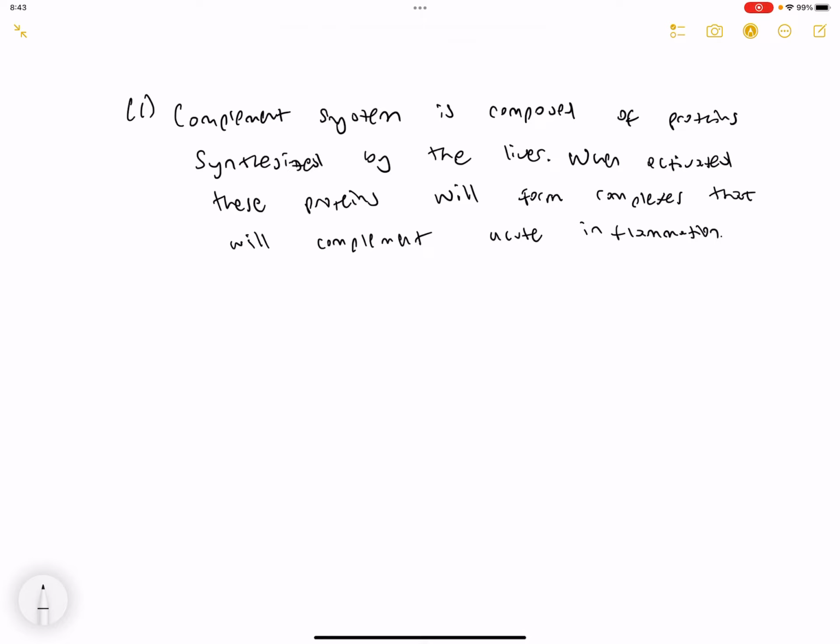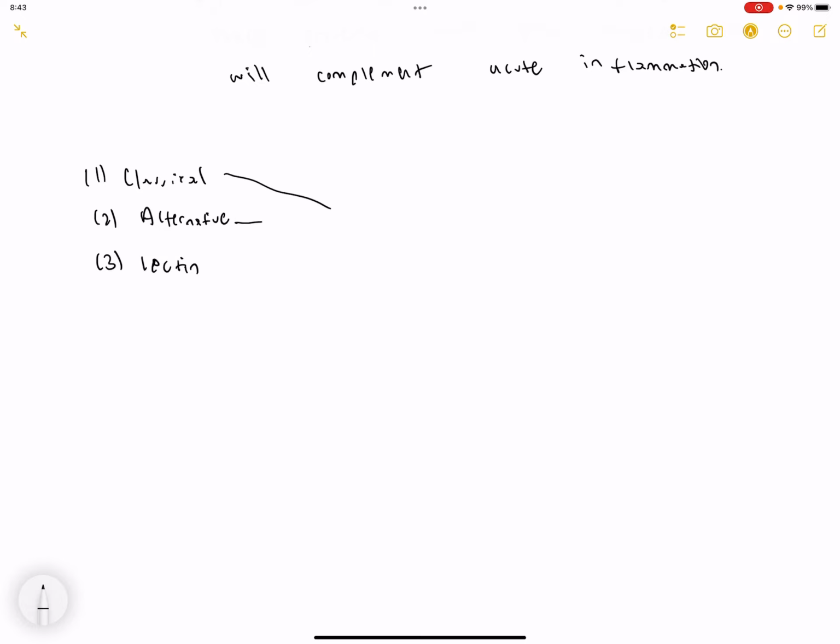There are three ways to activate the complement system. It can be done through the classical pathway, the alternative pathway, and the lectin pathway. These pathways are going to start off differently, but then they're all going to converge at the same point. That is through the production of C3 convertase.